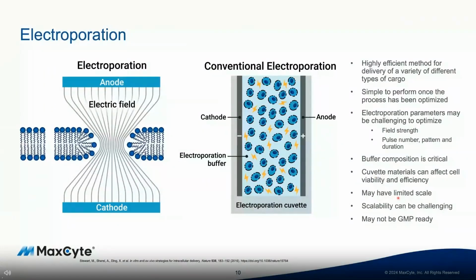There could be limited scale depending on the size of the cuvette, and as we've talked about before with scalability, being able not only to electroporate at 10 microliters or 100 microliters, but at higher volumes if needed for a larger number of cells. And then there are GMP considerations for this process as well.